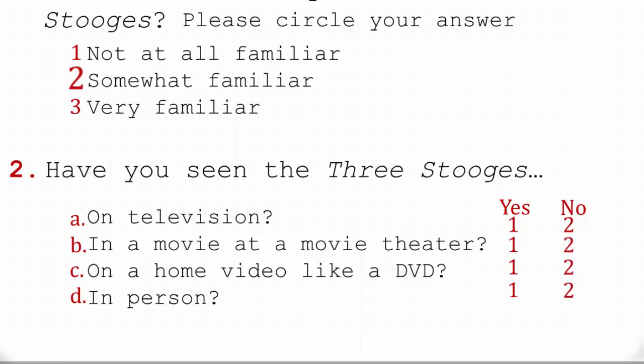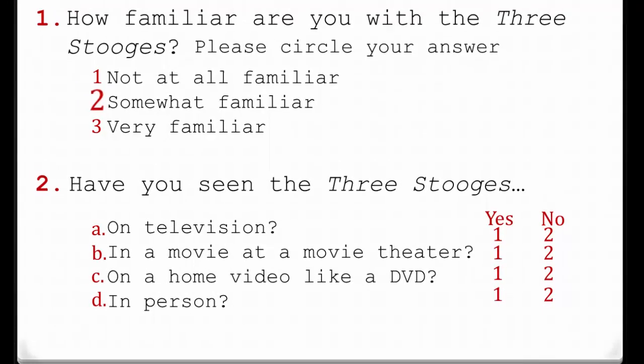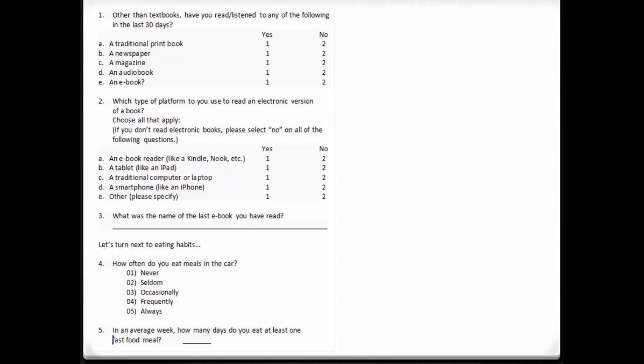Again, you could set it up as checkboxes or circle the appropriate answer, in which case a response that is not checked or not circled would be interpreted as a no or a 2. Or you could ask the respondent to circle the 1 or the 2. Let's do a quick review on some other non-Three Stooges questions.